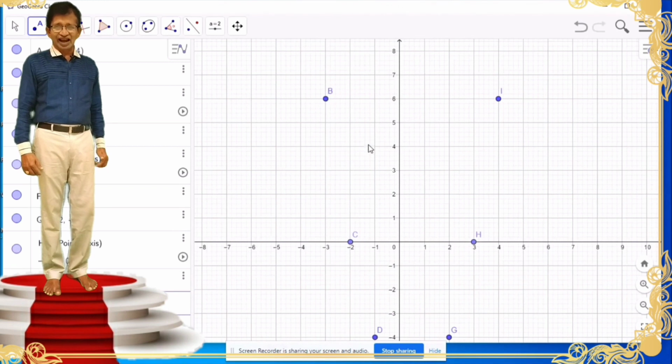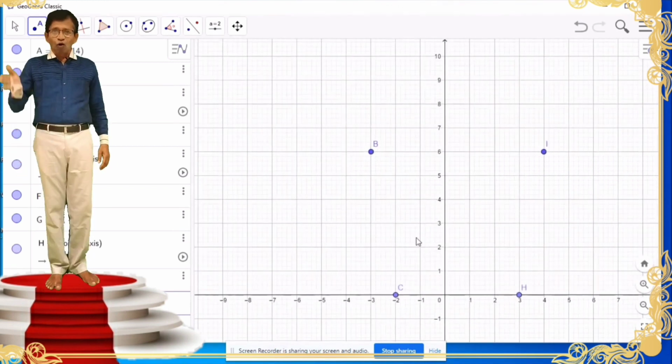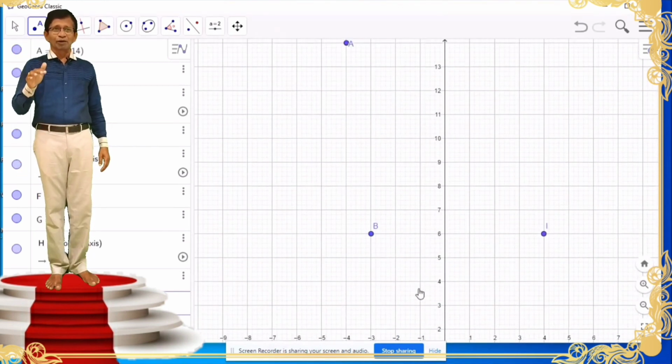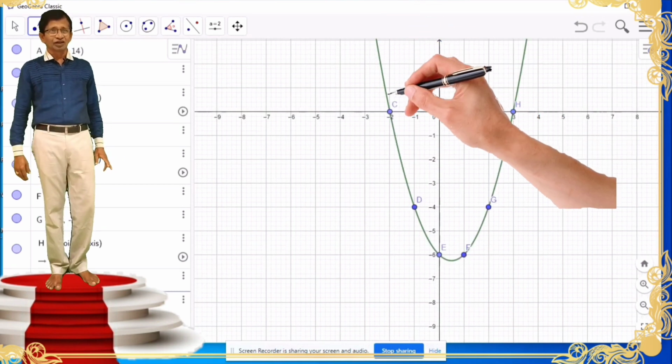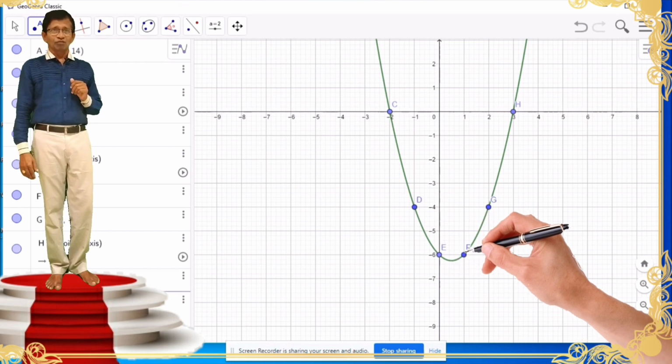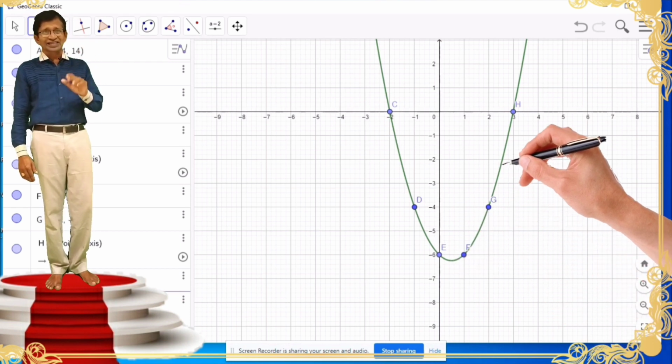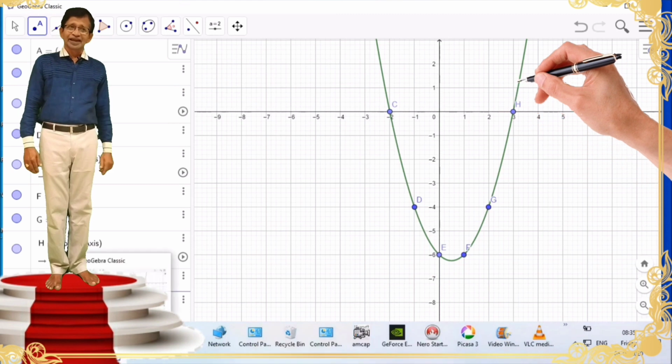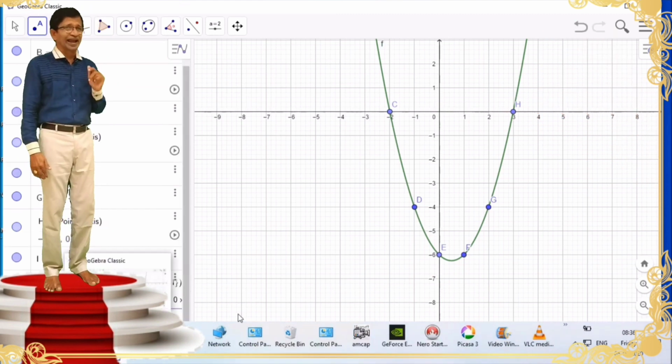Mark it as I. Join all the points that we have plotted with a free hand. The smooth curve so formed is called parabola. Put arrow marks at both ends of the curve drawn. It means that it can be extendable.